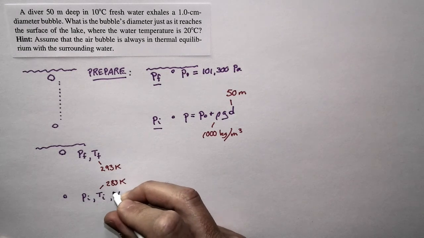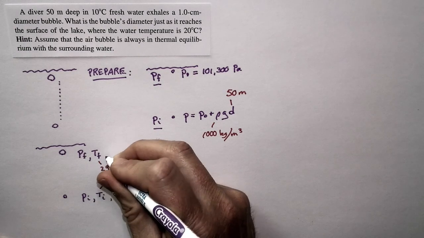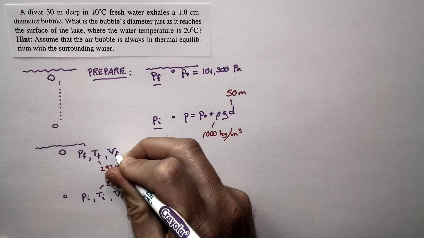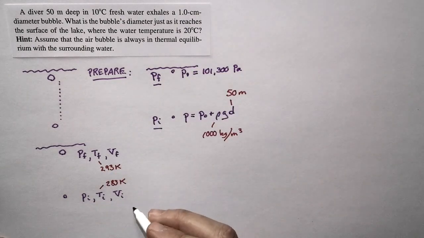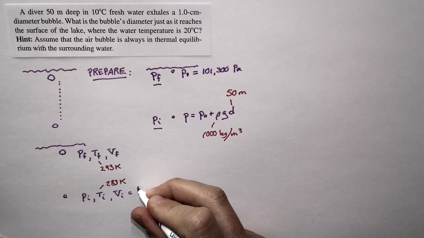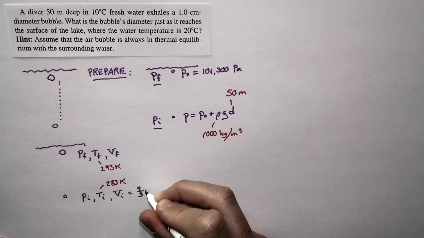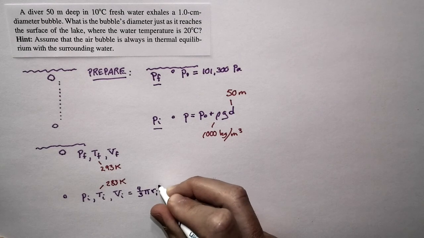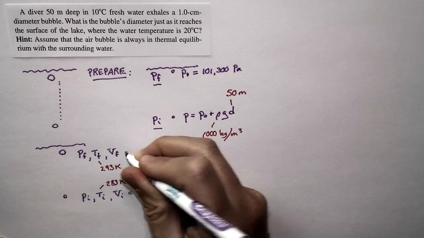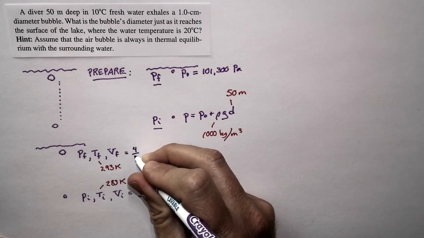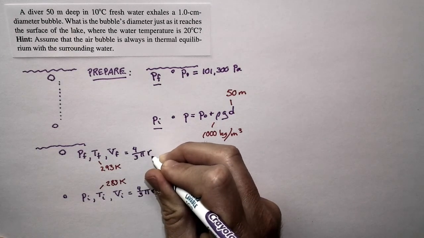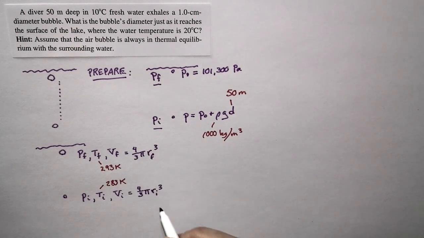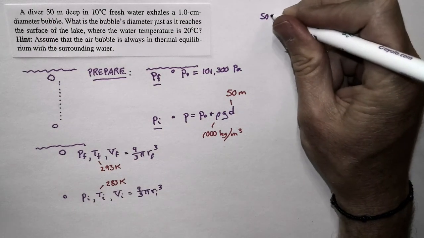Finally, it starts at a certain initial volume and ends up at a certain final volume. And we know the initial volume. It's a spherical bubble, so its volume is 4/3 pi times the initial radius cubed. Let's just leave it like that for now. And then the final volume is just 4/3 times pi times the final radius cubed. Let's just leave it in that form for now. And with all this information in hand, we're ready to proceed to our solution.